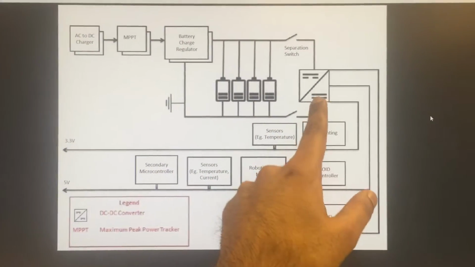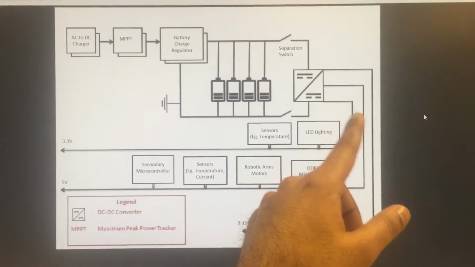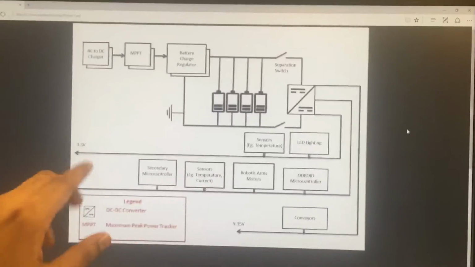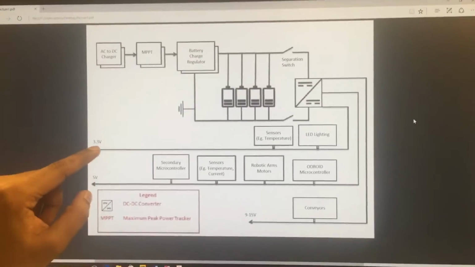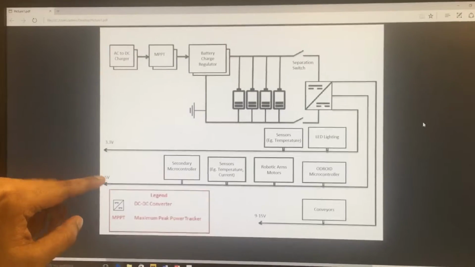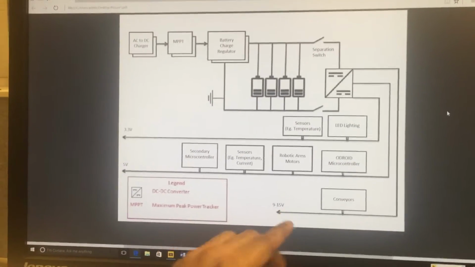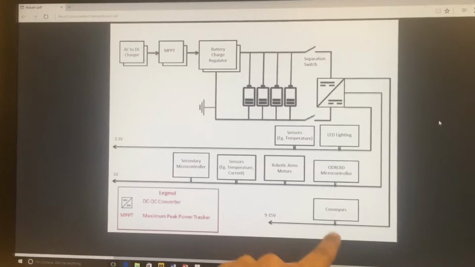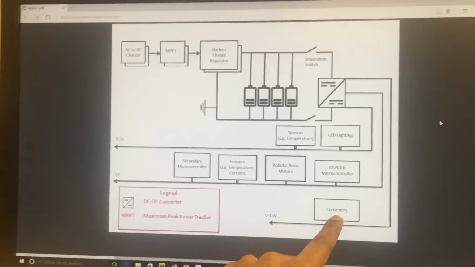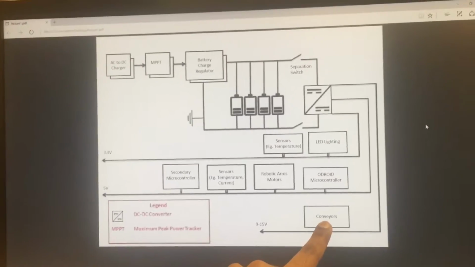Further, we have this DC to DC converter which actually provides different rails with different voltages. So one is 3.3, second one is up to 5 volts, and then we have this variable 9 to 15 which depends on the motors which the conveyors use.